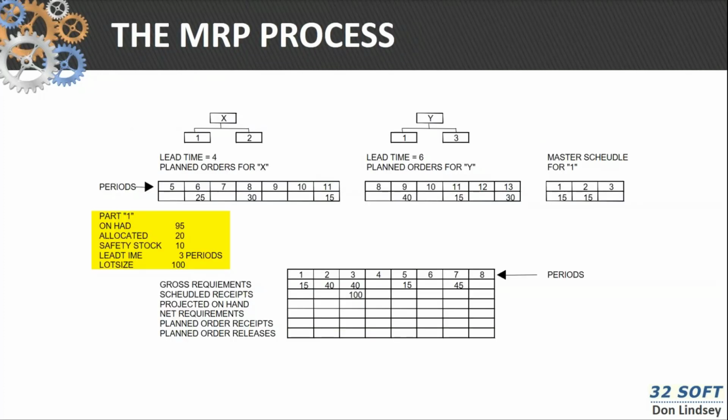Now, if we expand that and we look at this part 1, or part number 1, it goes into X. It also goes into Y. And as we saw from last week, or last webinar, we also have some independent demand for this part 1. We've got 95 on hand. We've got allocations of 20, a safety stock requirement of 3, and our lot size is 100.